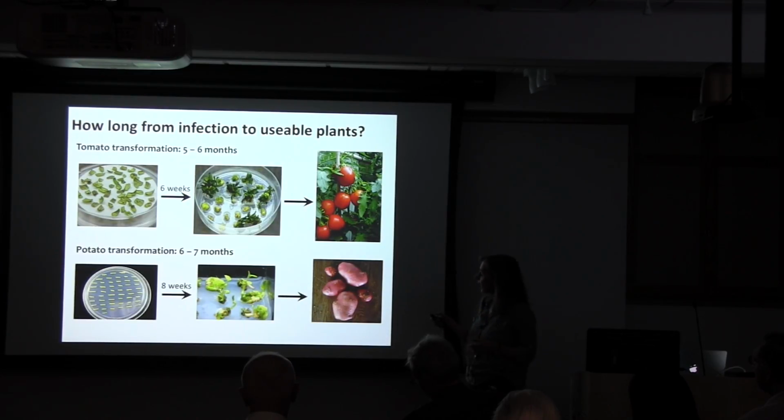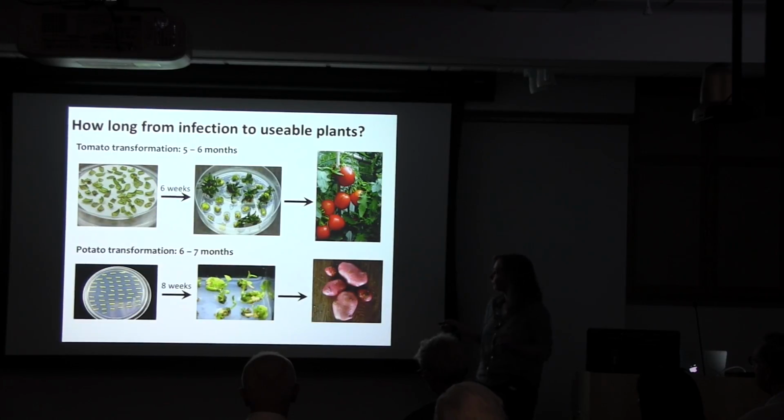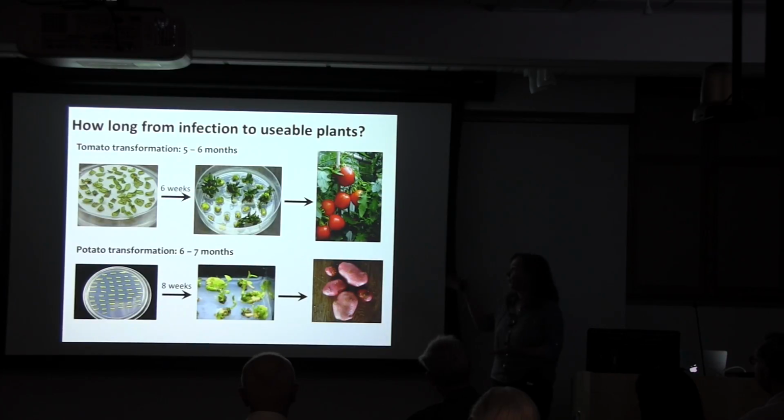So from the time, say, for tomato, that we do an infection of the cotyledon pieces, it takes about 6 weeks to go from the infection phase to having these little shoots regenerating. Then we transfer those shoots to a rooting medium. And if you're interested in fruit, it takes about a total time of 5 to 6 months to recover red ripe fruit. If you're interested in just looking at the plants for disease or insect resistance, obviously it's a much shorter time. For potato, it's roughly the same time frame.